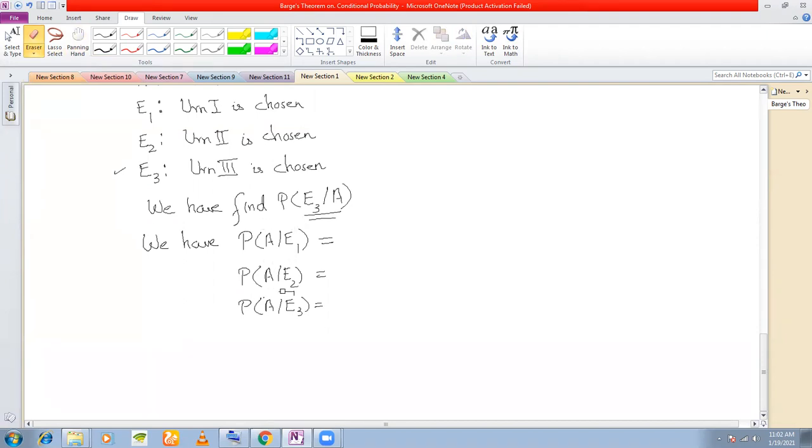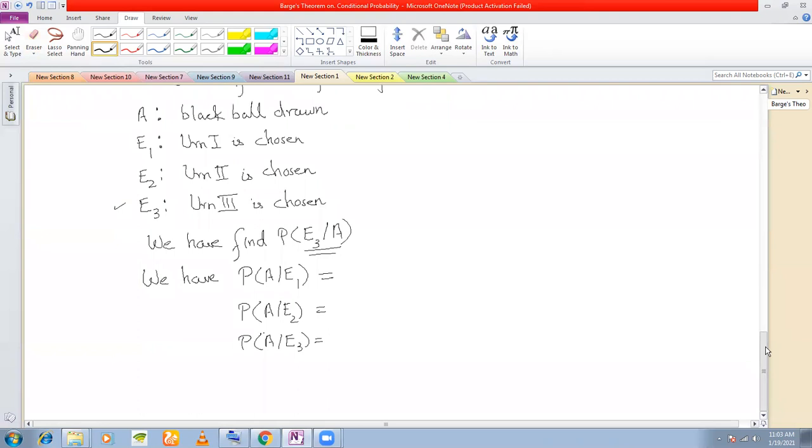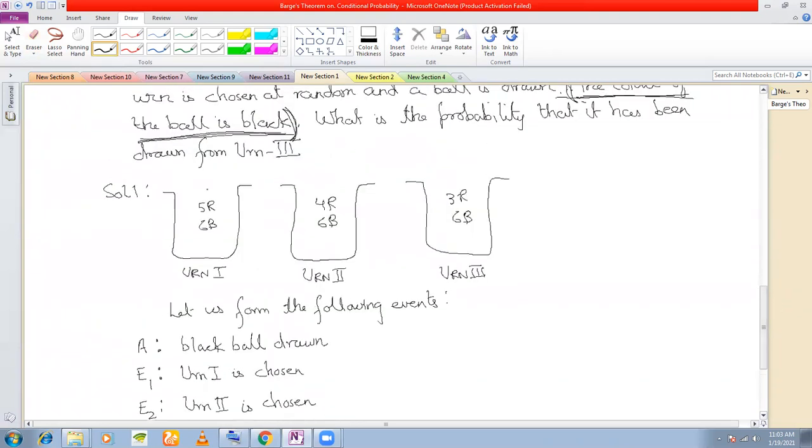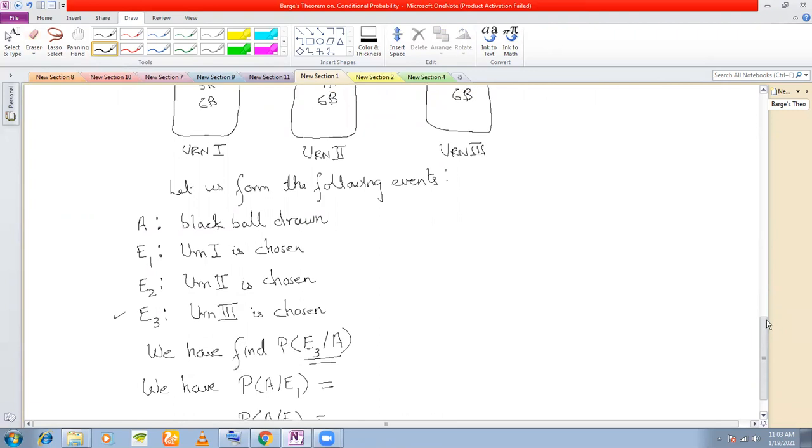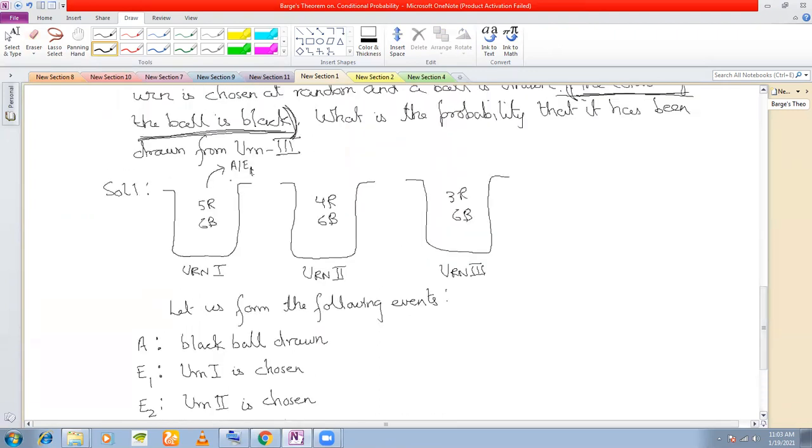Okay. So let us now see P(A/E1). What do you mean by P(A/E1)? Probability that a black ball is chosen given that it was urn one, right? This is A/E1, isn't it? Now you tell me what should be P(A/E1). Probability that a black ball is chosen given that it is the first urn. What is the probability?